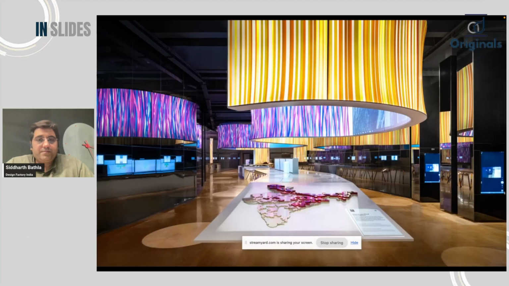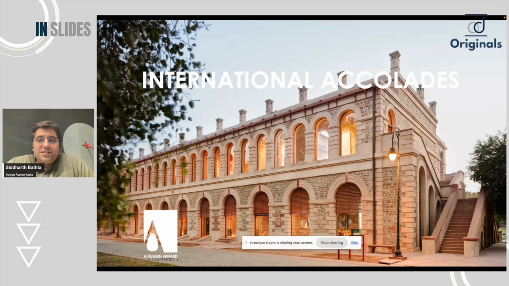This is a future gallery where we showed what is our preparedness as India for the future for all the natural occurrences. So this is the earlier project.